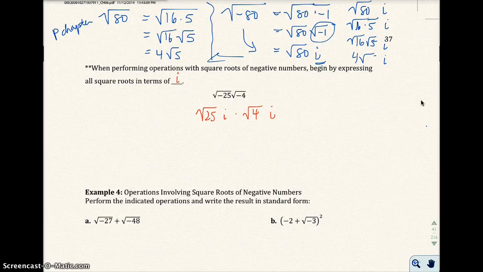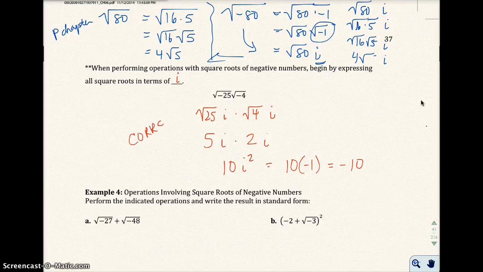Okay. Now this gives me 5i times 2i, which gives me 10 i squared, which gives me 10 times negative 1, which is negative 10. That's the correct way of doing this problem. You want to go ahead and express all square roots in terms of i if you have square roots of negative numbers. Now the wrong way of doing this problem is to do this.